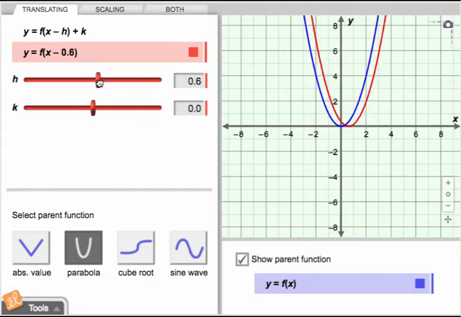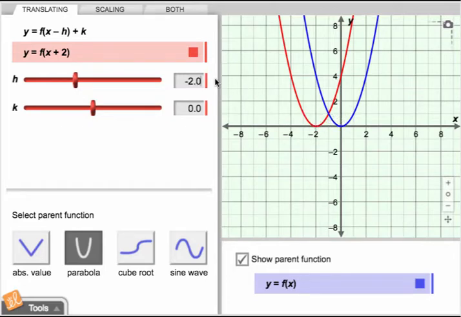So I'm going to go back to my original parent function when h is 0, and I'm going to move it 2 units to the left. Now here, as you can see, it started off at this point and it moved 2 units to the left. So my h value is negative 2 because I moved it 2 to the left. And back to my original question, if I look at the equation, why does it say plus 2 if my h value is negative 2?